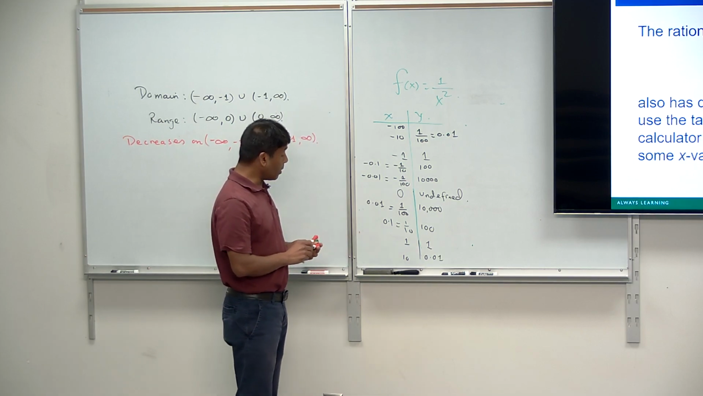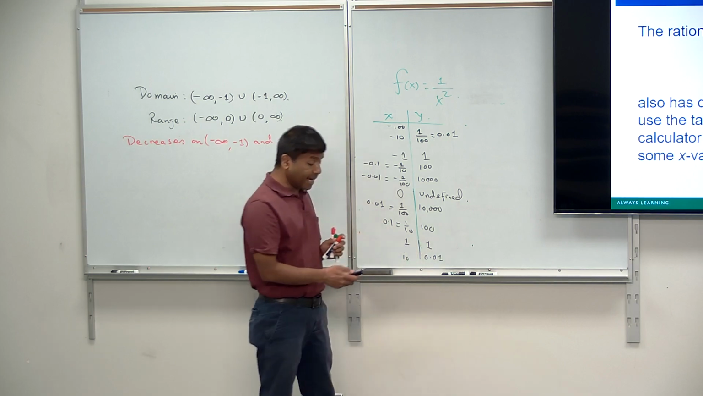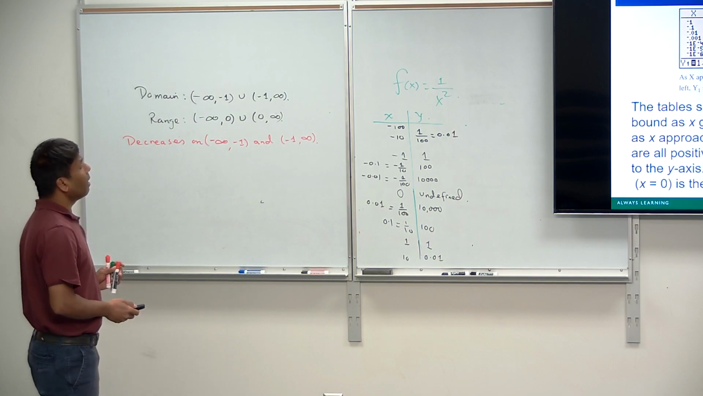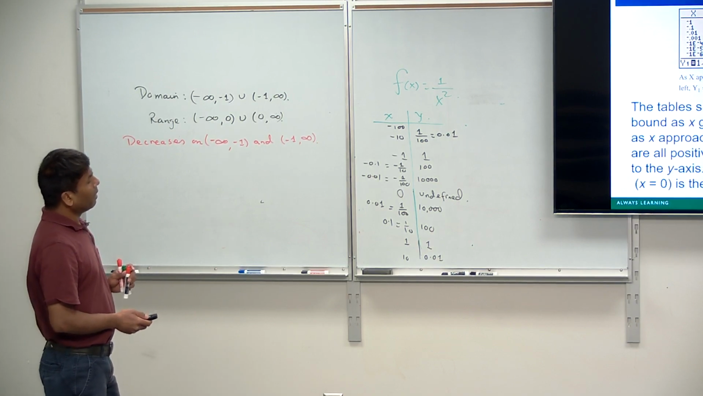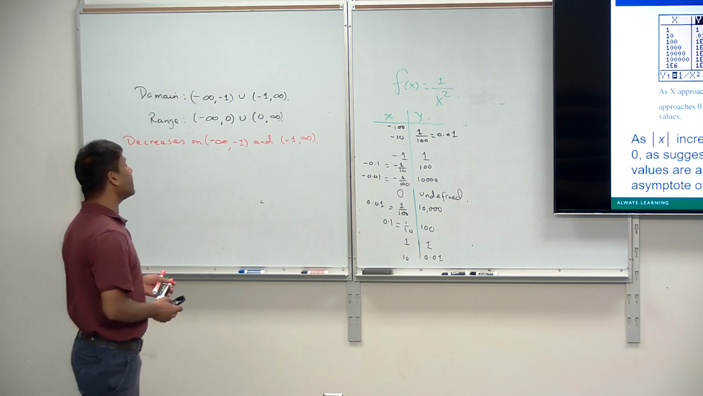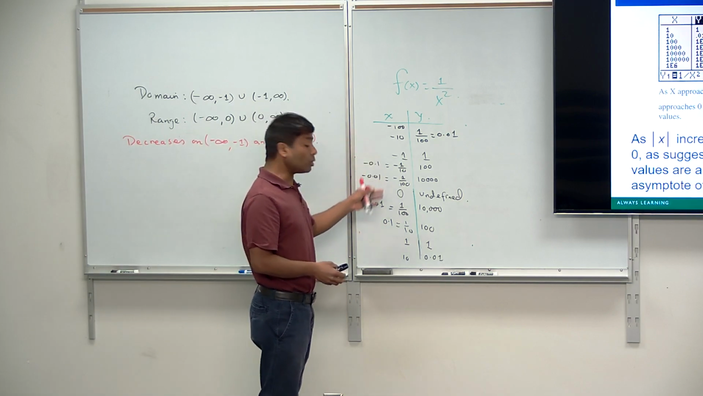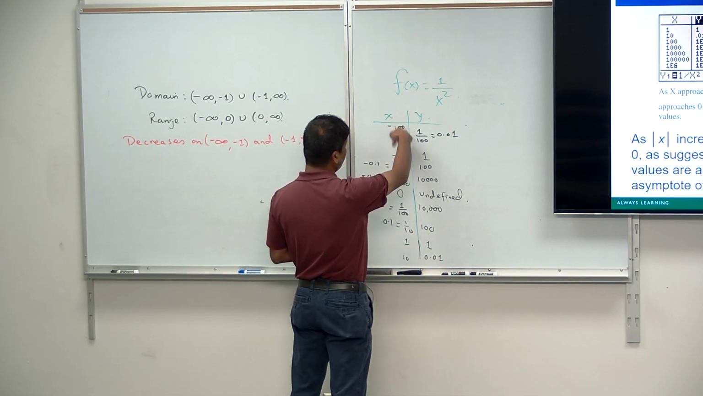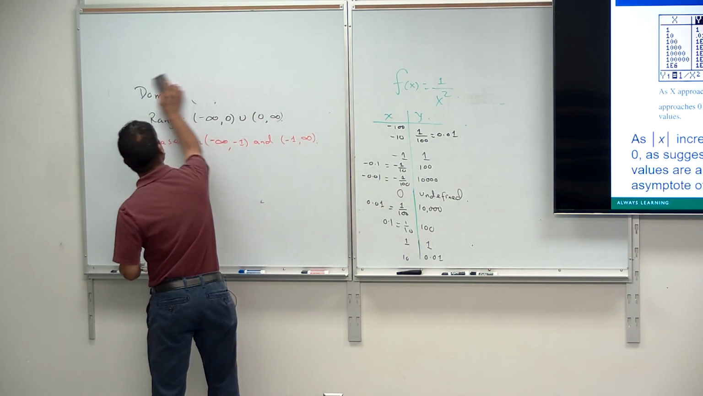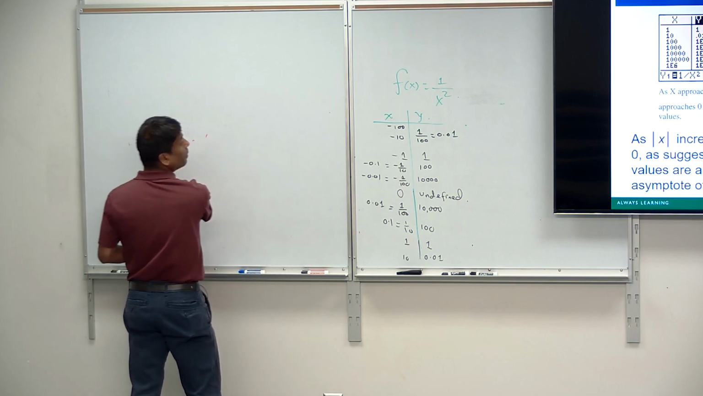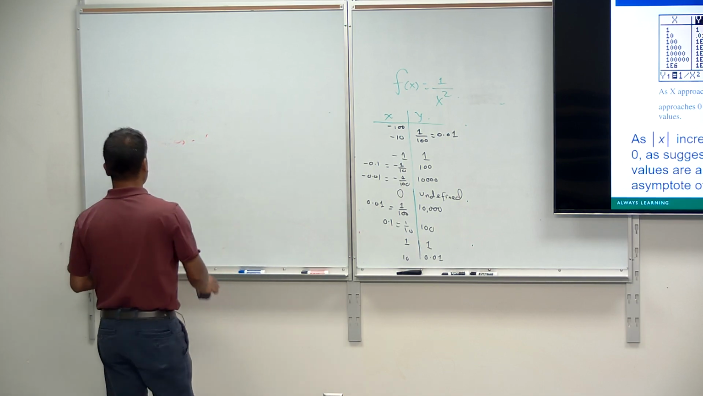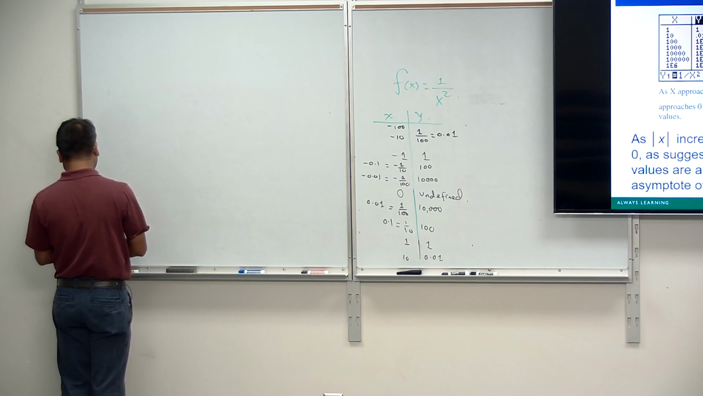Now, what you need to know is, hey, as the absolute value of x, so how to say that? As the absolute value of x increases without bound, you know what I mean? The value of f(x) approaches 0, right? I can write it down like this, okay?